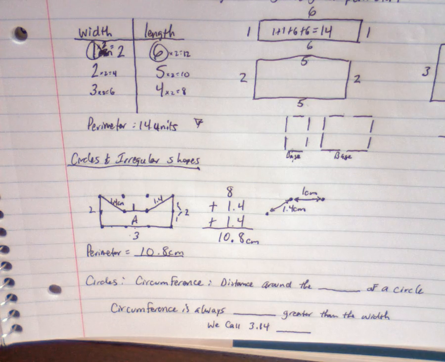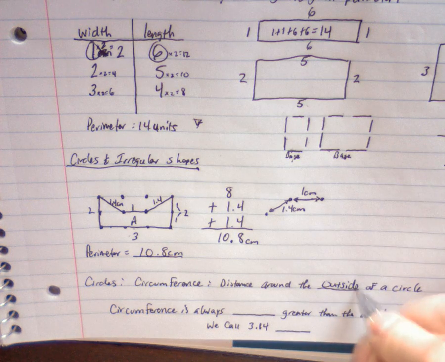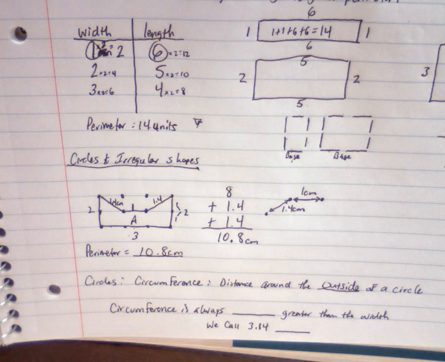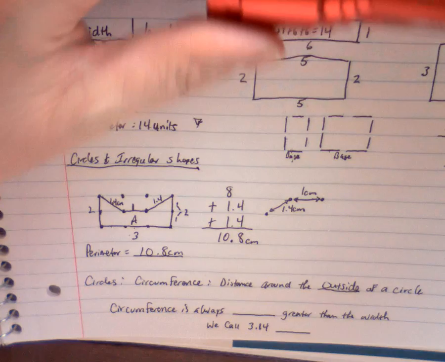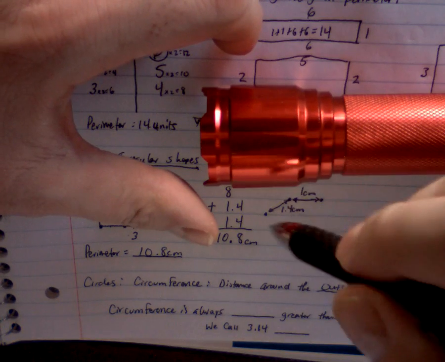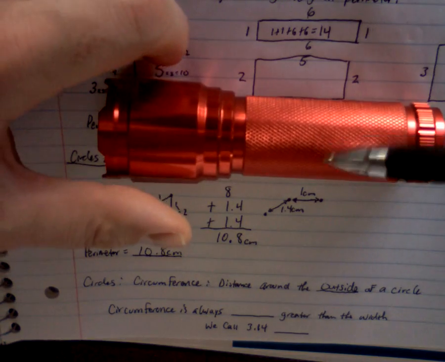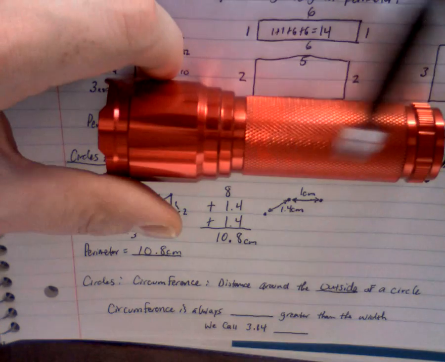Okay? So, last thing we're going to look at is circles, and we're going to look at a term called circumference. Okay? So circumference basically is the distance around the outside of a circle. So for instance, if you were looking at this flashlight, we wanted to find what the circumference is of this part right here, or actually we'll use the base right down here. We want to find out what the circumference of this is.